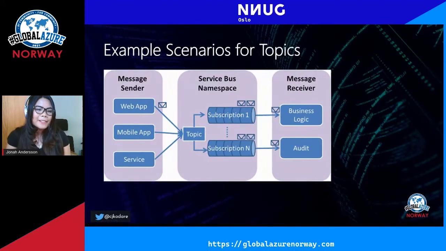And here is a simple example scenario for topics. A message sender could be a web app, mobile app, or a service, and any of them can send a message to a topic. And of course, a topic should be in its logical scoping container, a namespace. Each topic can have different subscriptions, and the receiver can receive the messages based on the subscription or the topic that they're subscribed to.